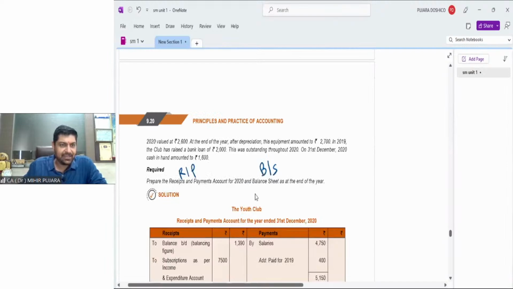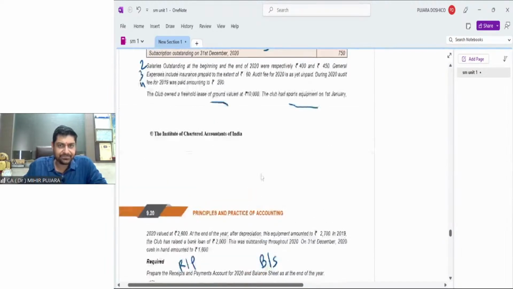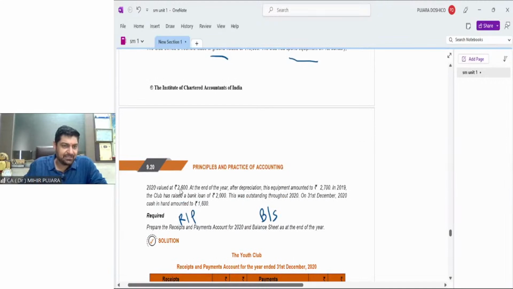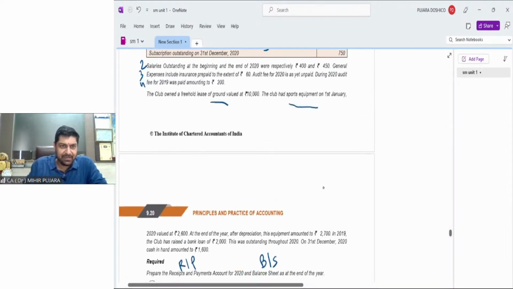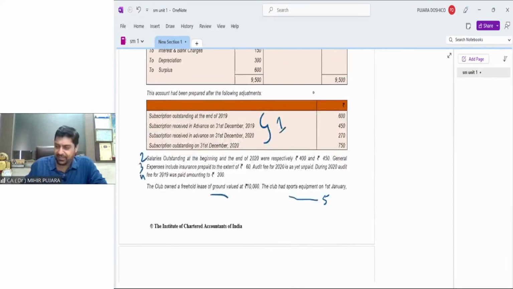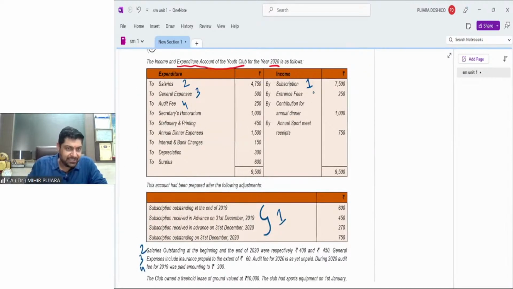And what is said in the next point? The opening balance is 2600 and the closing balance is 2700. So, sports equipment, let's make it adjustment number 5. Remember guys, this is depreciation. The depreciation is only of the equipment. We are making it as depreciation of equipment, number 5.